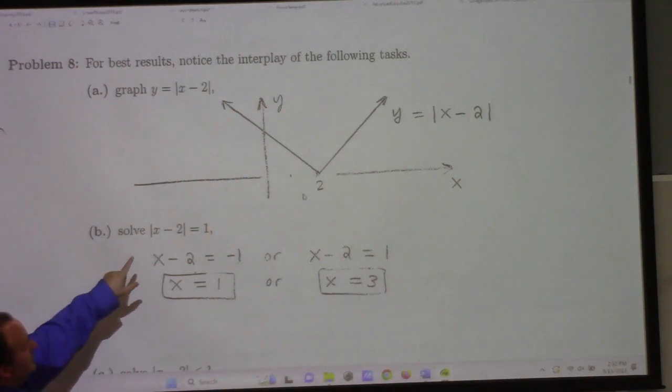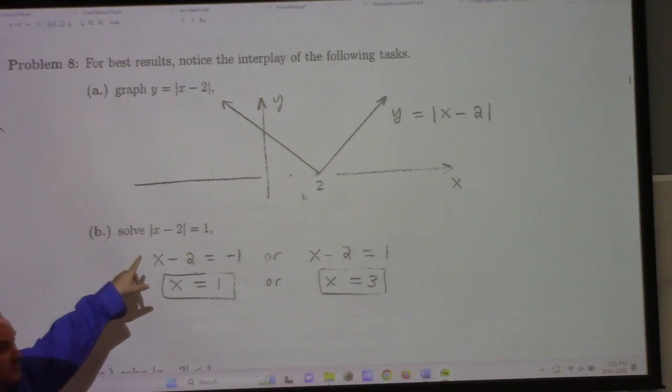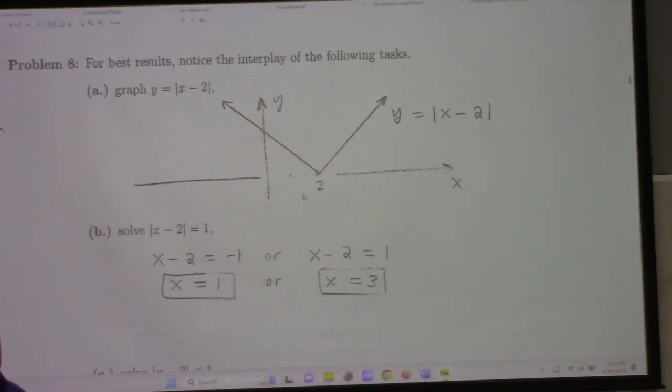This one here, I will tell you this: I would not ask you to graph y equals absolute value of x minus 2 on the test. That will not be on the test. Graphing absolute value function, that's like a test 2 thing. So this one is a future problem. Sorry to make you time travel, but that one we'll wait for later.